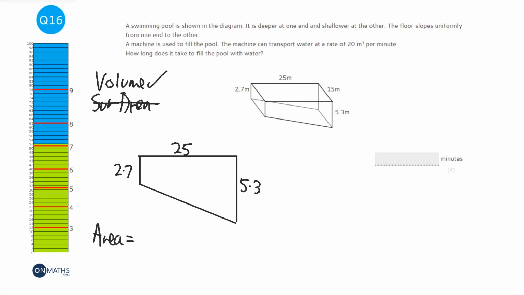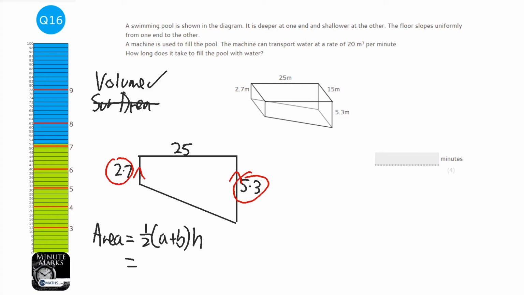Now the area of a trapezium is half (a plus b) times h. Now a and b are always the two parallel sides, and then the height is the one that connects them at right angles. So the height is going to be 25 there. And all you're doing is working out the average of the two bases, the 2.7 and the 5.3, and then you're going to times that by 25.